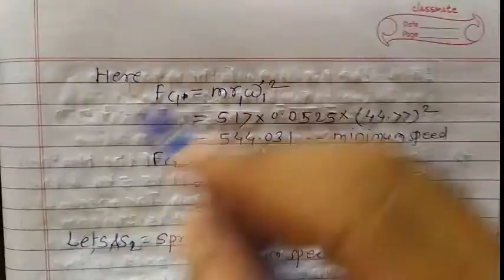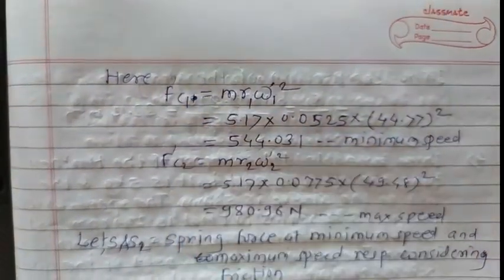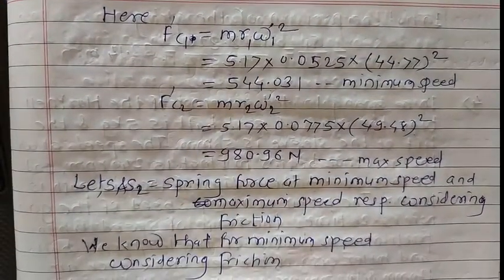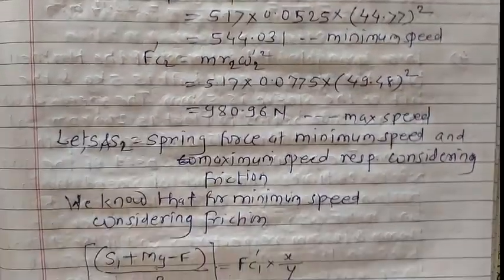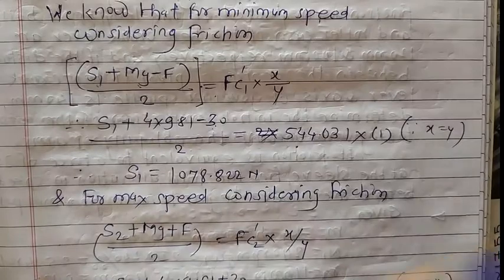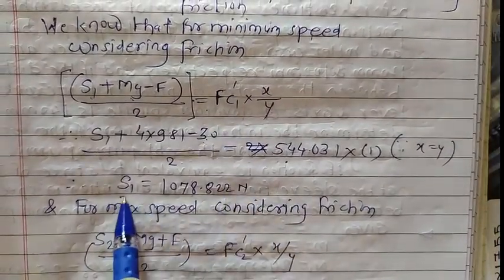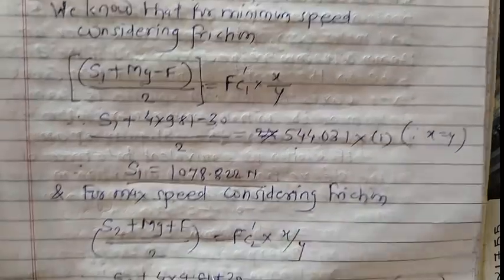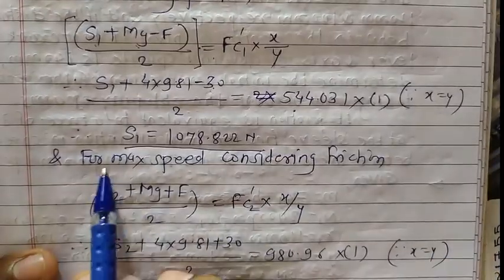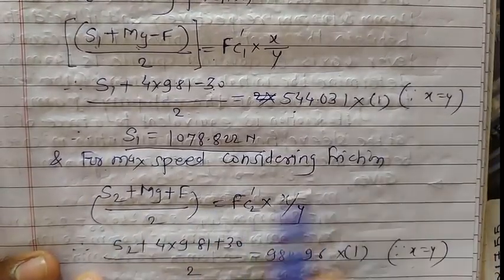So FC1 dash is nothing but the centrifugal force corresponding to the minimum speed and maximum speed. Just substitute here and get the value for the spring force in this way. Then, corresponding to the maximum speed, consider the friction.